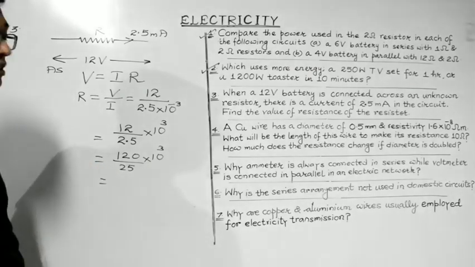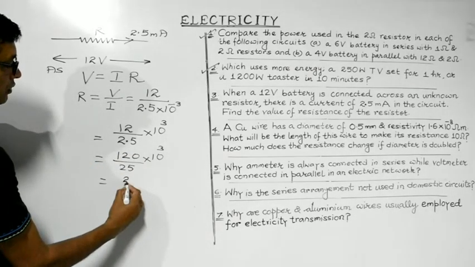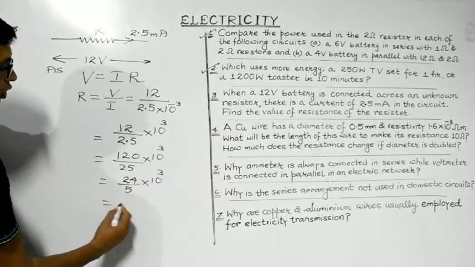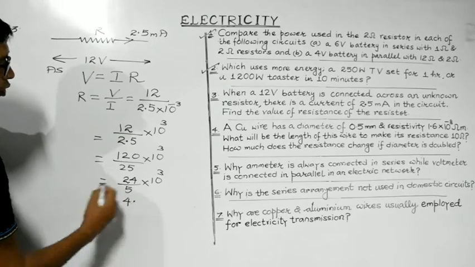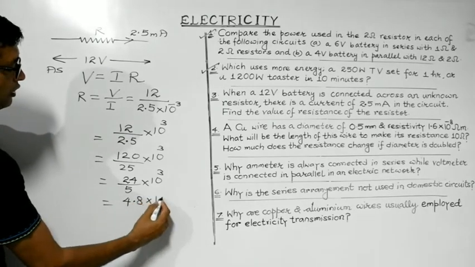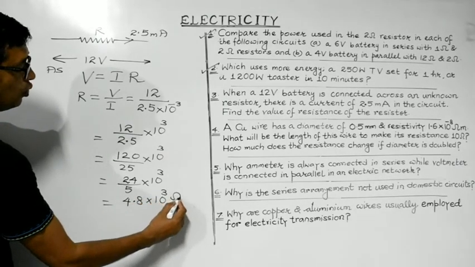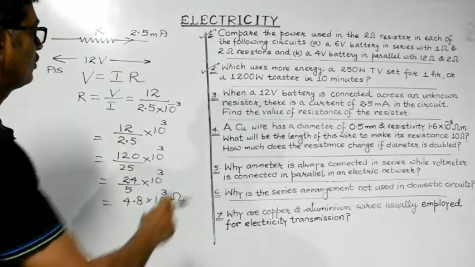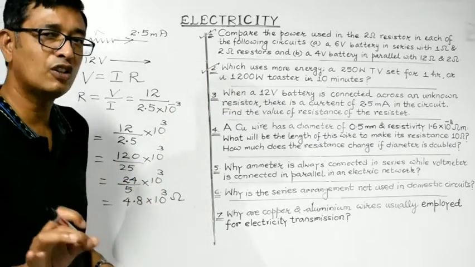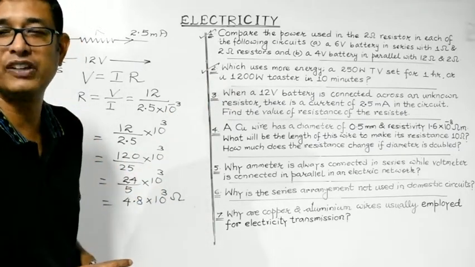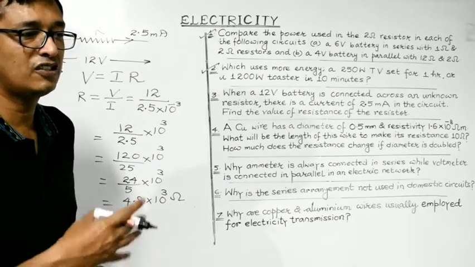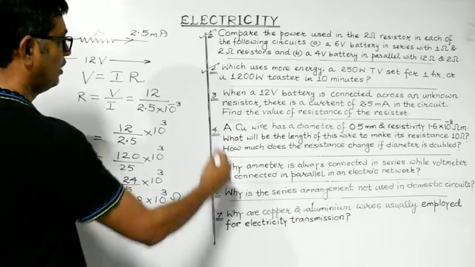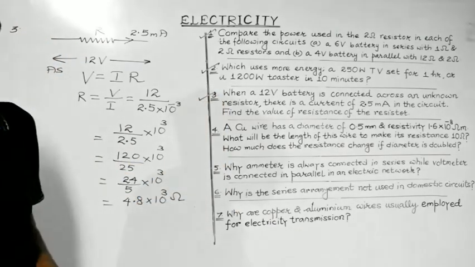Am I clear, friends? So that will give you 24 divided by 5 into 10 raised to the power 3, or 4.8 into 10 raised to the power 3 ohm. So this is the value of resistance. This is a quite simple question based on Ohm's law. Directly use the formula V equals IR. Out of these three physical quantities, if two are known, then the third one can be easily found. Right? So we are over with question number 3 as well.